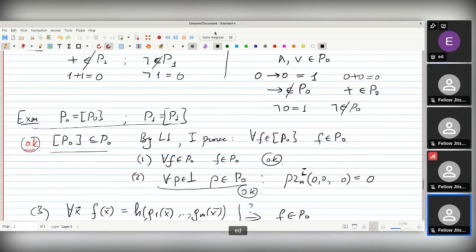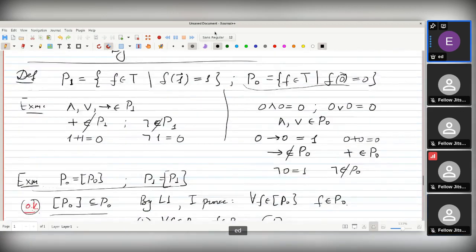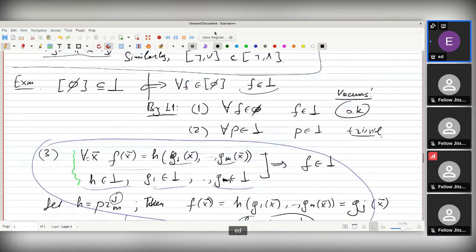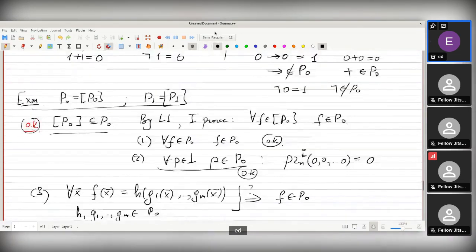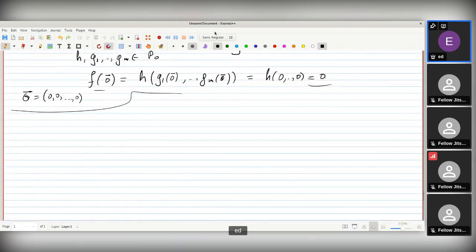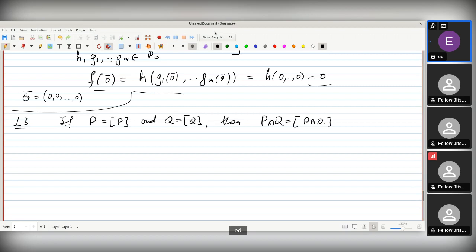Interestingly enough, an intersection of two closed sets is always closed. Let us prove this easy algebraical fact. Say, lemma 3. If P is closed and Q is closed, then the intersection is also closed. Okay, it's very easy.